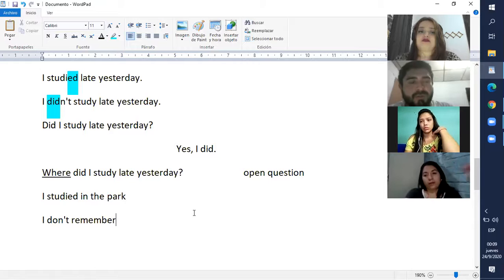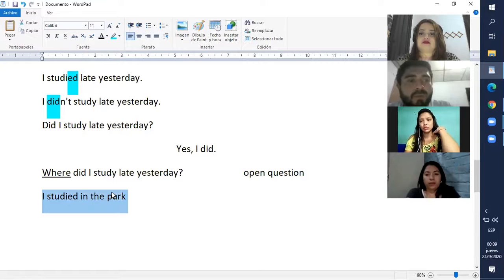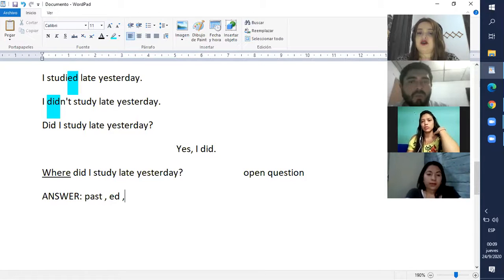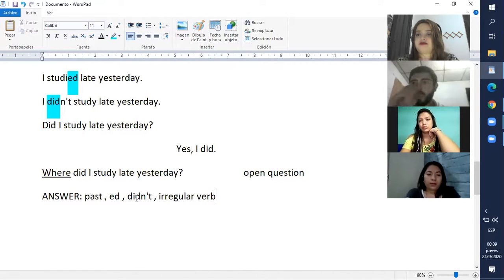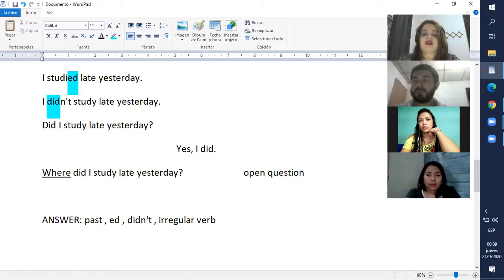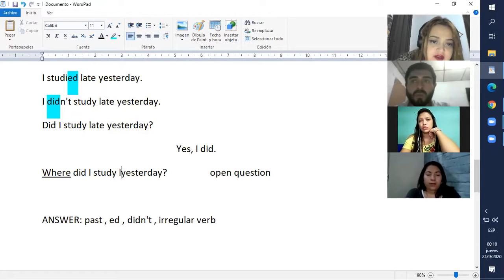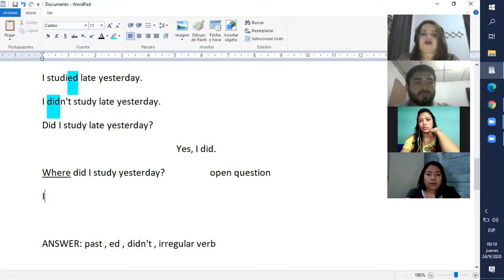But for the correct answer, the verb is going to be in the past. Your answer should ideally be in the past, yes. The answer has to be in the past, meaning that you have to use ed, or you have to use didn't, or you have to use a regular verb. Okay. In this case, the question is, where did you study? Did you study late? And where did I study yesterday? Okay. In this case, you're going to say, I studied.